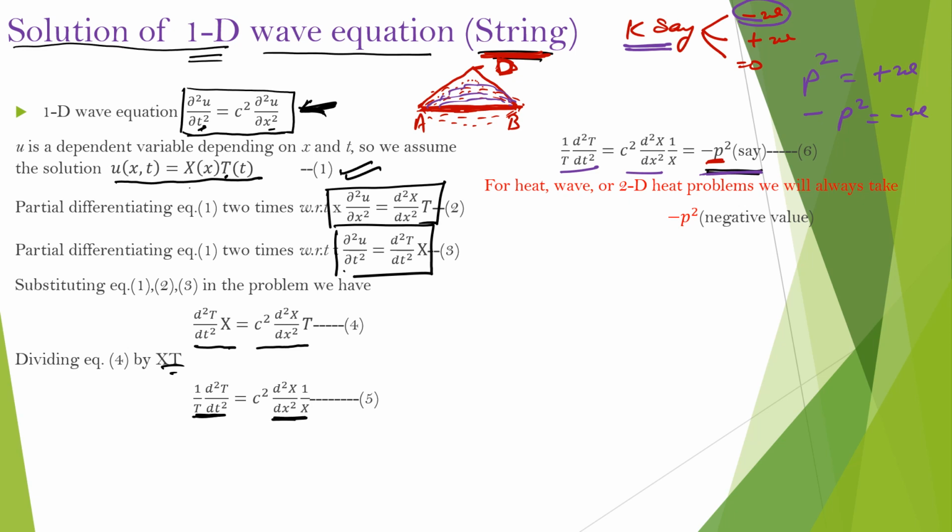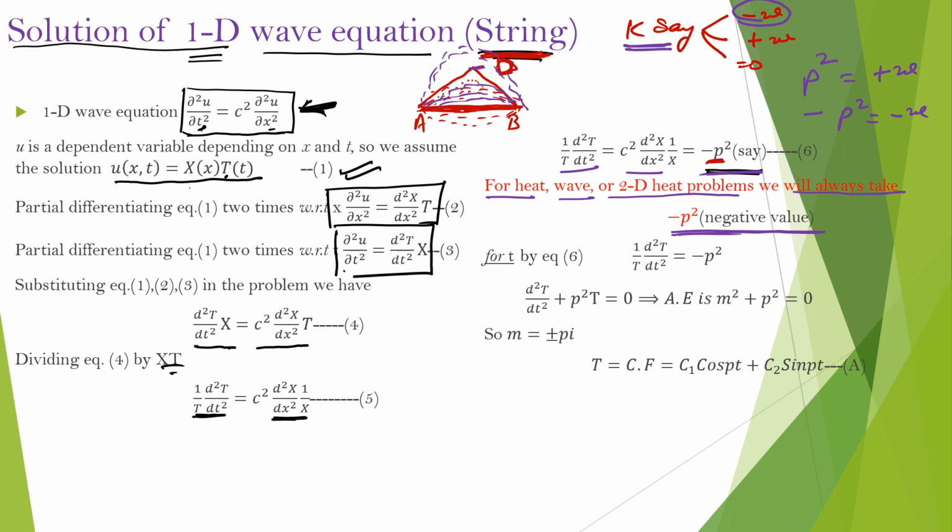Now for the heat wave or 2D heat equation, we will always take p square as negative because heat is also decreasing with respect to time. Vibration is also decreasing with respect to time. There is no physical model in the universe which is going to be increasing, that is, unstable. It is not possible that the vibration at first is over here and without an external force this vibration will reach a new point. It is not possible. So we always take it as decreasing.